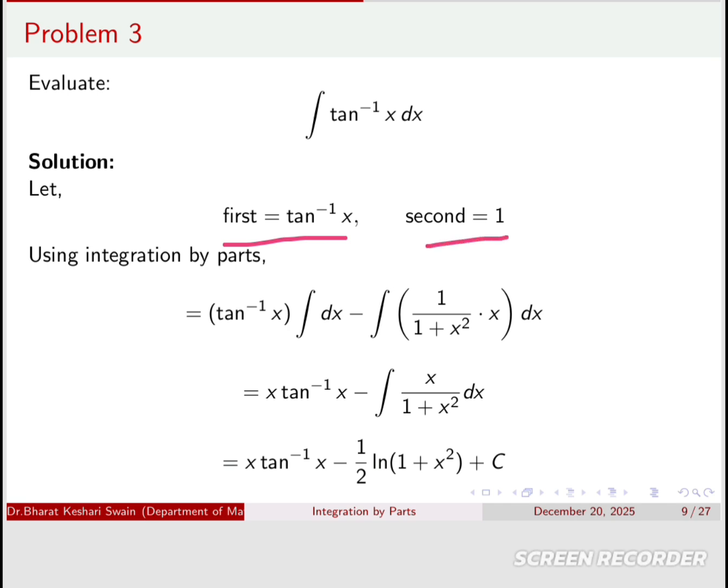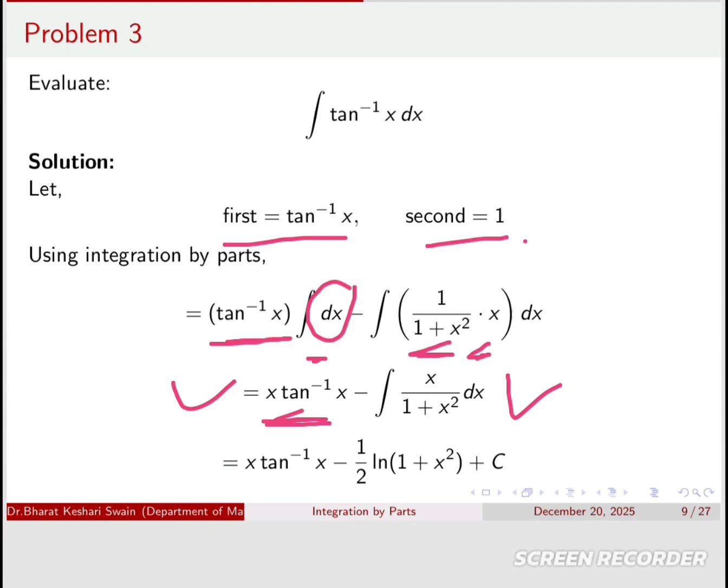Now use your by parts formula. First into integration of second. So first means tan inverse x, then integration of second means integration of 1, that means only dx. Then minus derivative of first, so derivative of tan inverse x means 1 by 1 plus x square, then integration of second, integration of 1 means x, then its integration. So that is equal to x into tan inverse x, because integration of dx means x, minus integration of x dx by 1 plus x square.